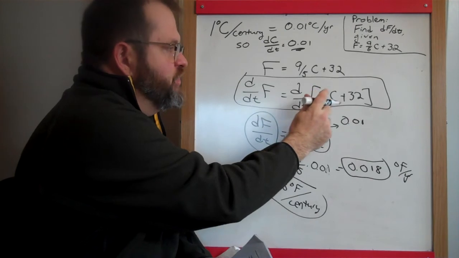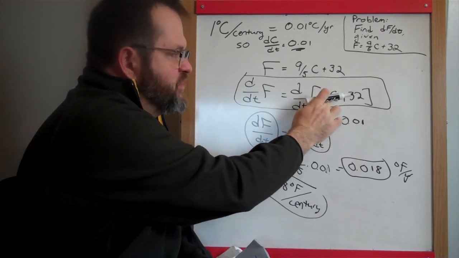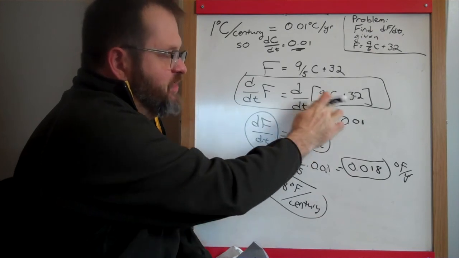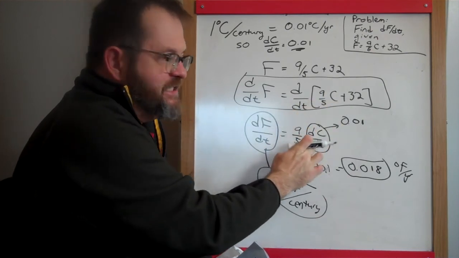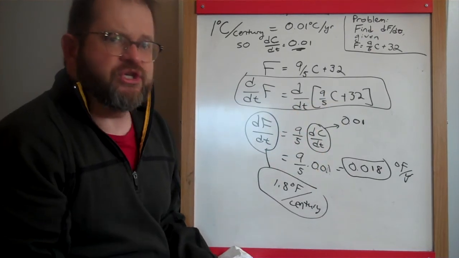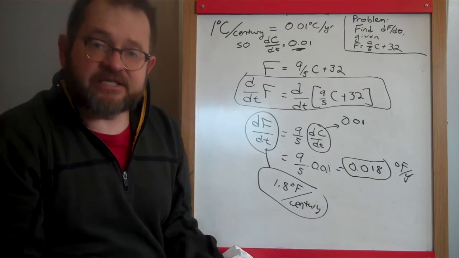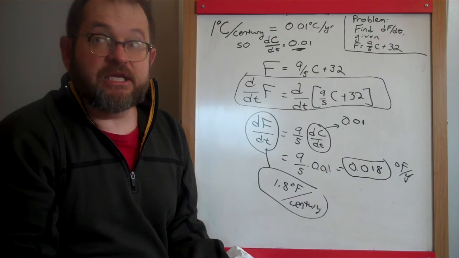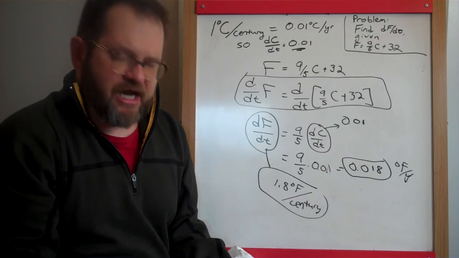Basically, the only trick was remembering that when I took the derivative of 9/5 C, it's kind of like a little chain rule problem, so I also have to have dC/dt on the end here. That's the only trick there was to that problem. Now in the next video we'll move on and look at the next related rates problem, which is not a story problem.